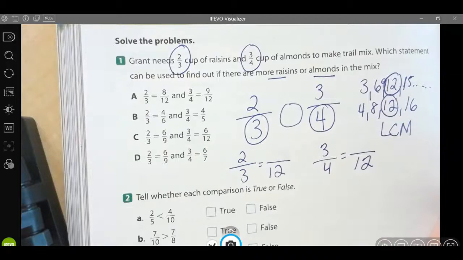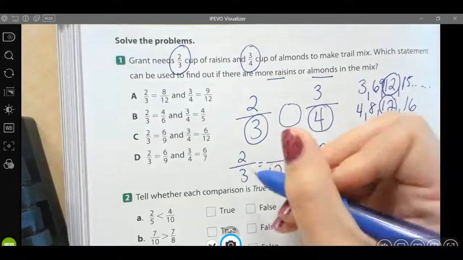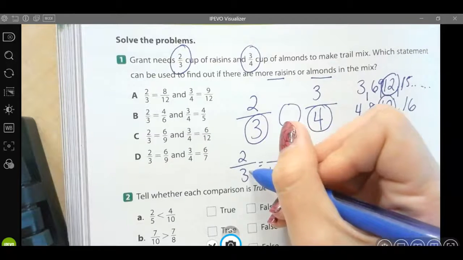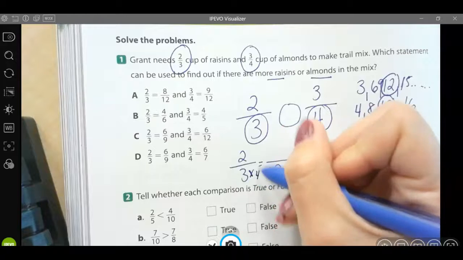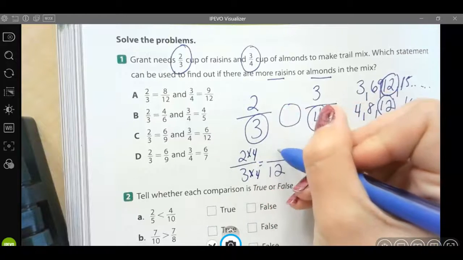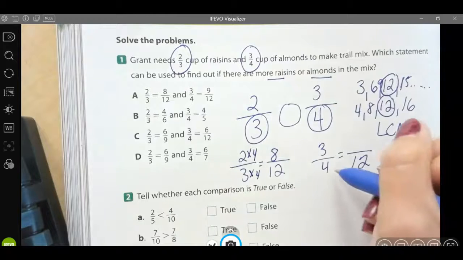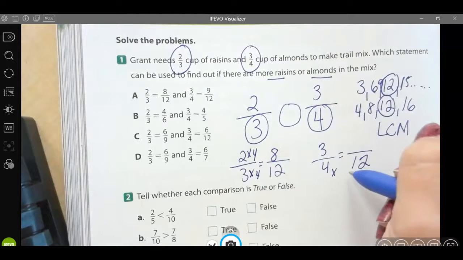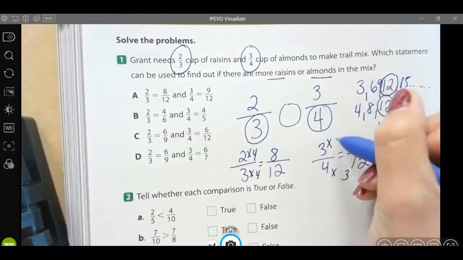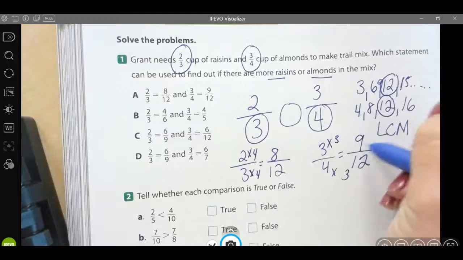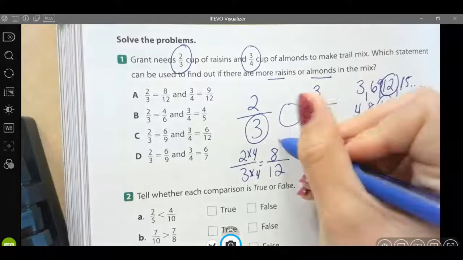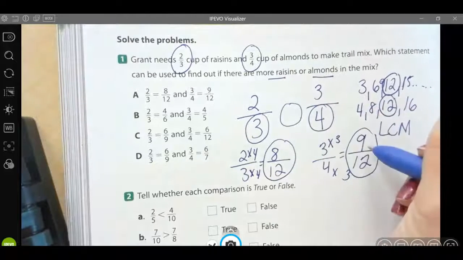Good job, Rylan. Thank you, Bailey. Bailey, how do you go from 3 to 12? What do you do? Times 4. Okay, so 2 times 4 gives us 8. Awesome. How do we go from 4 to 12? Times 3. So I have to do 3 times 3 and I get 9. Okay. So now our two fractions are 8/12 and 9/12.